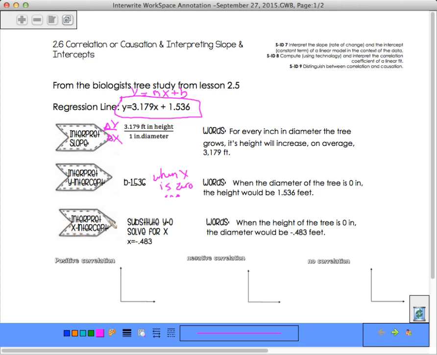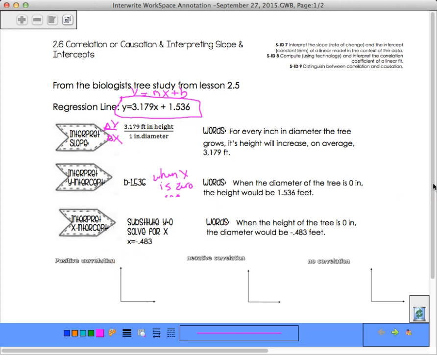And then we also need to be able to interpret the x-intercept. So for that, you substitute 0 in for y and solve for x. If I substitute 0 in here, subtract 1.536 over and divide, I get negative 0.483. What the x represents is what happens when y is 0. So the y here we said is the height. So when the height of the tree is 0 inches, the diameter is negative 0.483 feet. Of course, the height of our tree is not going to be 0 inches, so it's okay that this is negative and it doesn't make a whole lot of sense.